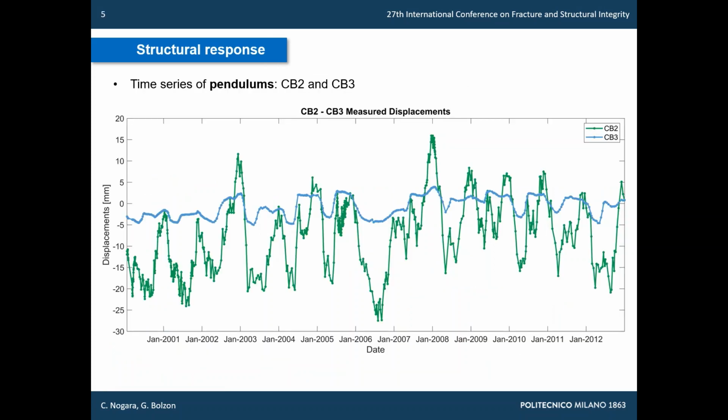In this slide, I've reported the time series of the displacements at the two points. The highest point is shown in green and has a wider range of variation, while the lowest point is shown in blue with a much smaller range, as we would have expected.